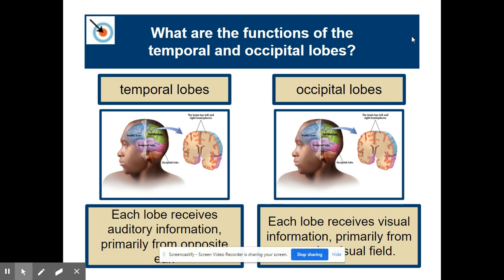The temporal lobes receive auditory information. And if you remember, the information that we receive from, for example, our ears is sent to the opposite temporal lobe. The occipital lobes, which we talked about yesterday, receive visual information.